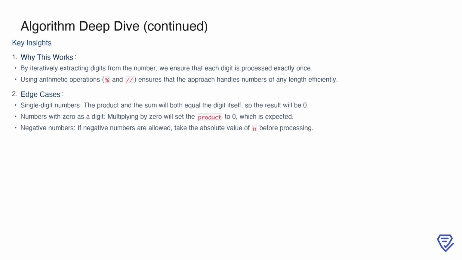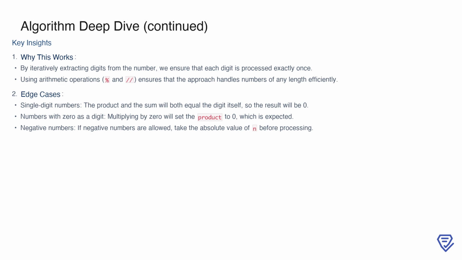There are also a few key edge cases to consider. For single-digit numbers, the product and sum will both equal the digit itself, resulting in a difference of 0. If the number contains a 0 as one of its digits, the cumulative product will become 0, which aligns with the expected behavior. And for negative numbers, taking the absolute value of n before starting ensures that the solution remains valid.